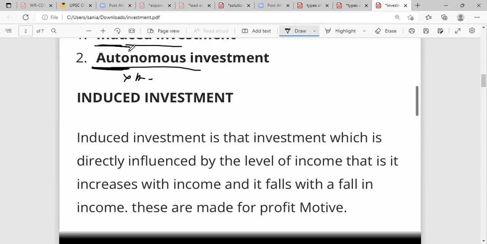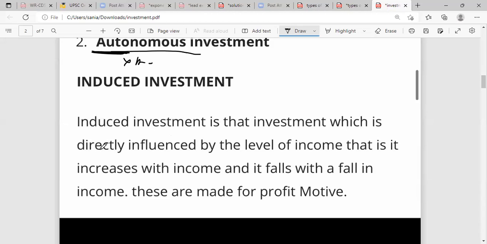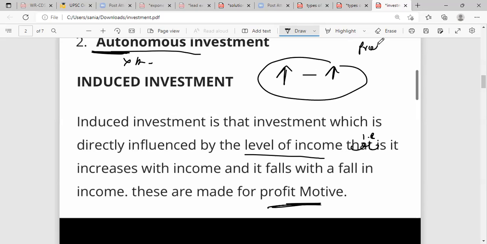So induced investment is that investment which is directly influenced by the level of income. That is, it increases with income and it falls with the fall in the level of income. These investments are always made for a profit motive. For example, your income is increasing, so of course at that moment you will be investing a lot. Why? Because you want to earn profit, right? But if your income is low, of course you will invest less, because your main motive is to earn profit. But if you are not getting profit, then why would you do investment, right?